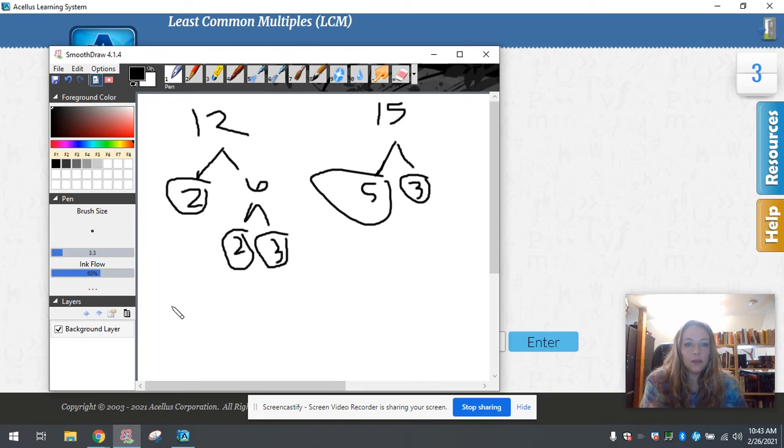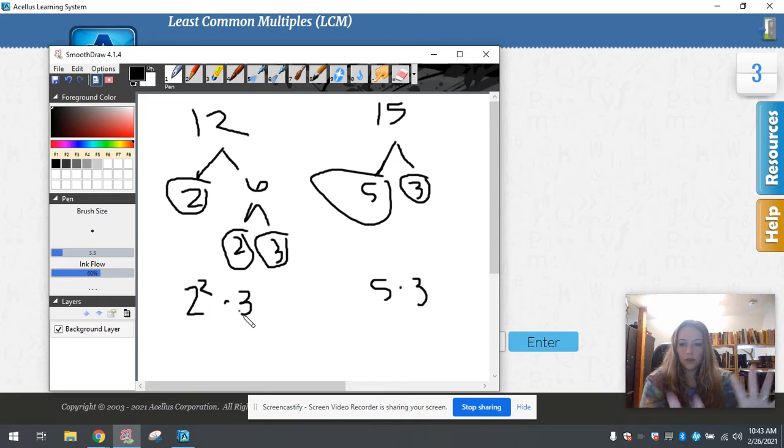Okay, write them down. Instead of writing this like 2 times 2 times 3, I'm going to use exponents. 2 to the power of 2, because I have 2 of them that I'm multiplying together, times 3 in this one. I don't have any of the same prime numbers, so I just have 5 and 3.